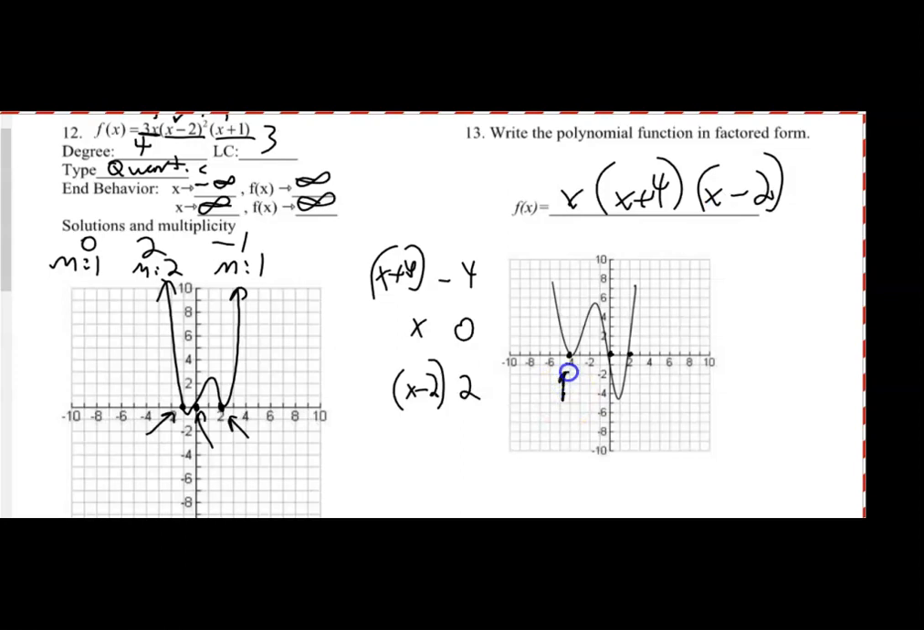At negative 4, it bounces. So I need a squared there. Pass through, so that's a 1 and that's a 1, and we're done. That's it.